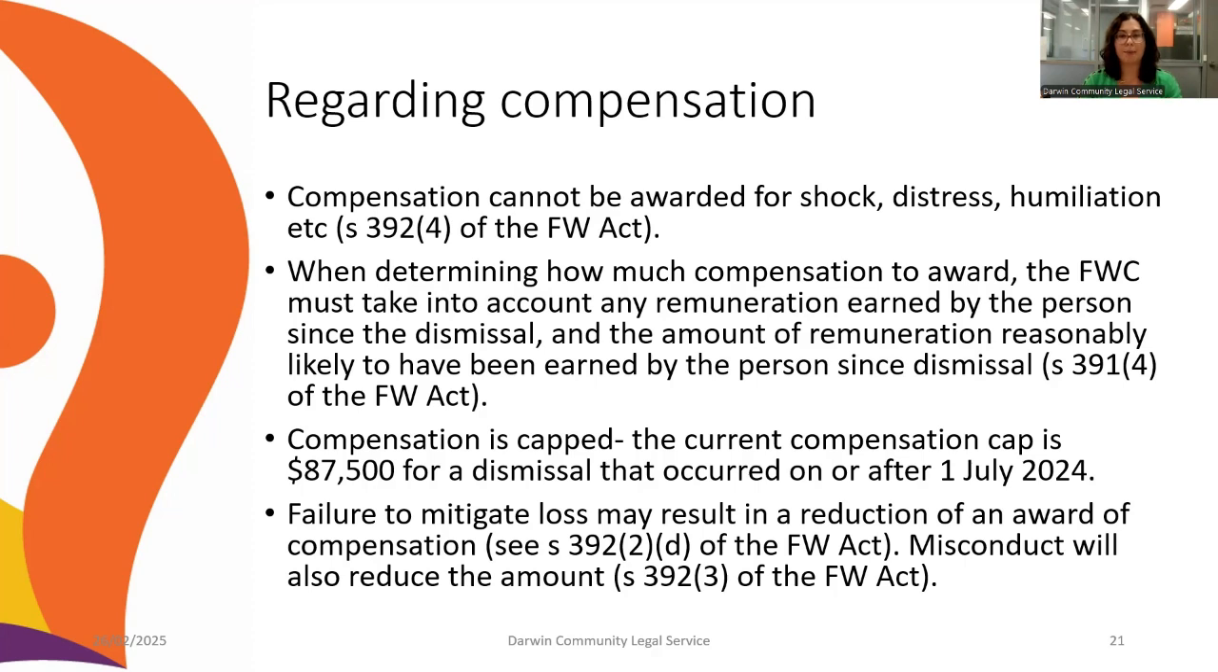The actions of an applicant may or may not cause a reduction in an award of compensation. So if you've engaged in misconduct, for instance, then the amount of compensation might be reduced. Again, if you fail to mitigate your own losses, so for instance, if you have not attempted to find new employment, something like that, then that could also see a reduction in the amount of compensation that you get.